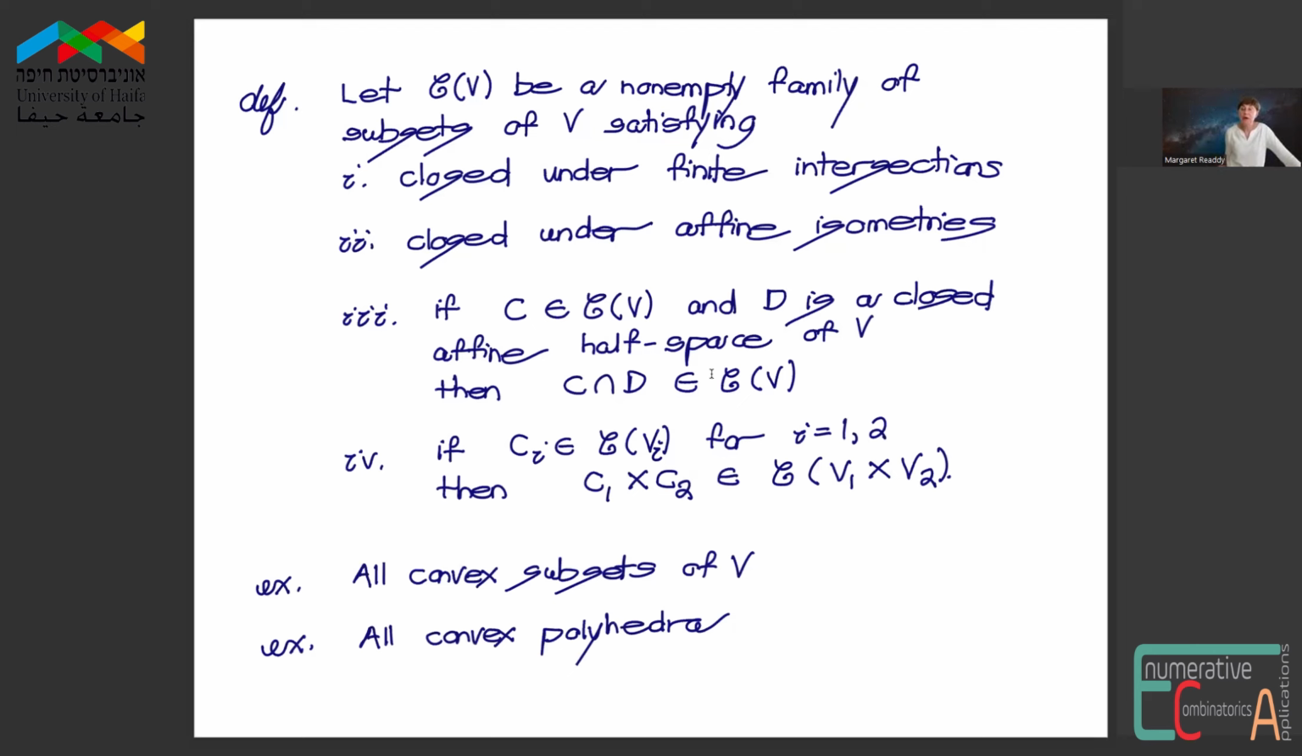And also, we want it to behave nicely under products. The product of two such subsets is, again, going to be in this family on the product of the underlying spaces. There are many examples of these. I just listed two. For example, convex subsets of a vector space satisfy this. Convex polyhedra satisfy this. So it's a very natural condition to have.